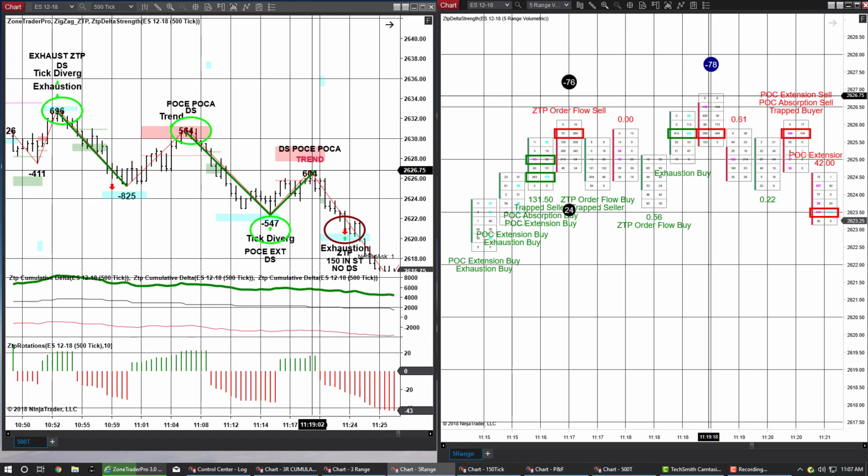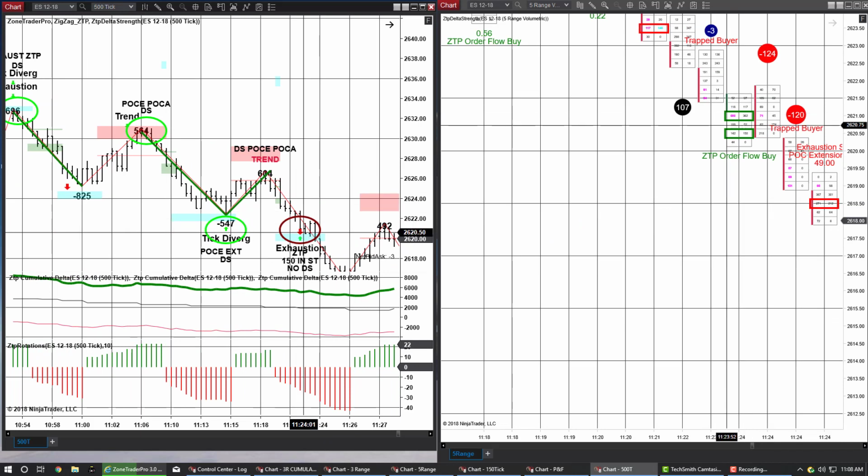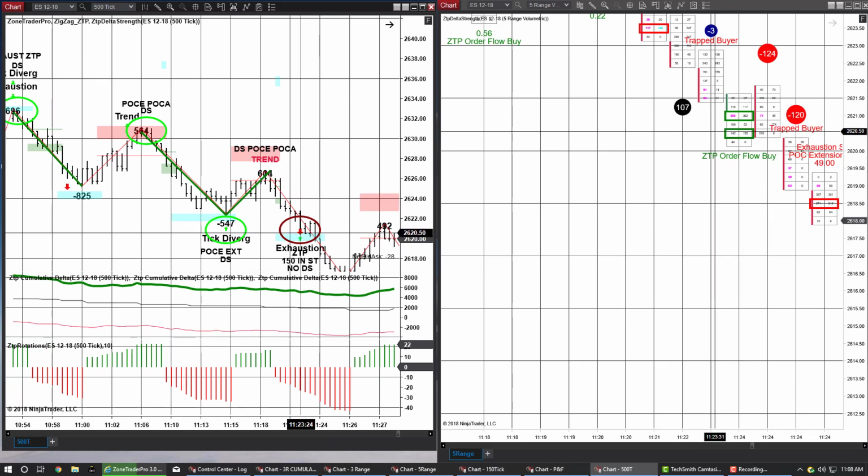We had gotten 4 points out of that trade already, and we saw the delta strength along with the point and control extension and absorption signals come in. Combine that with the fact that it is a trend trade, and that would be sufficient enough reason to be closing that trade. The following exhaustion trade here did give us a ZTP order flow as we traded right here.